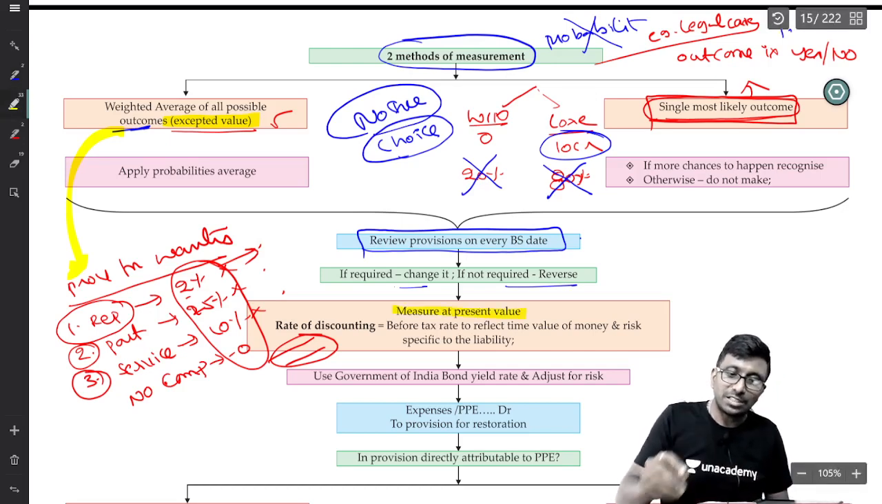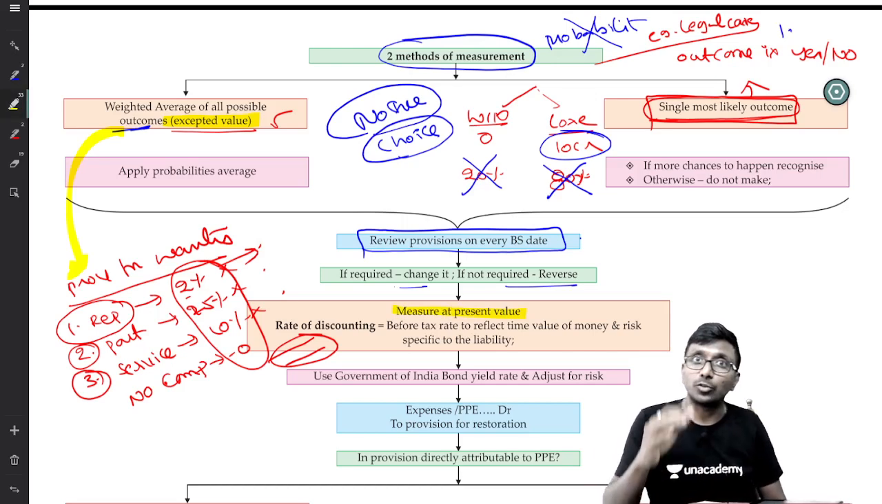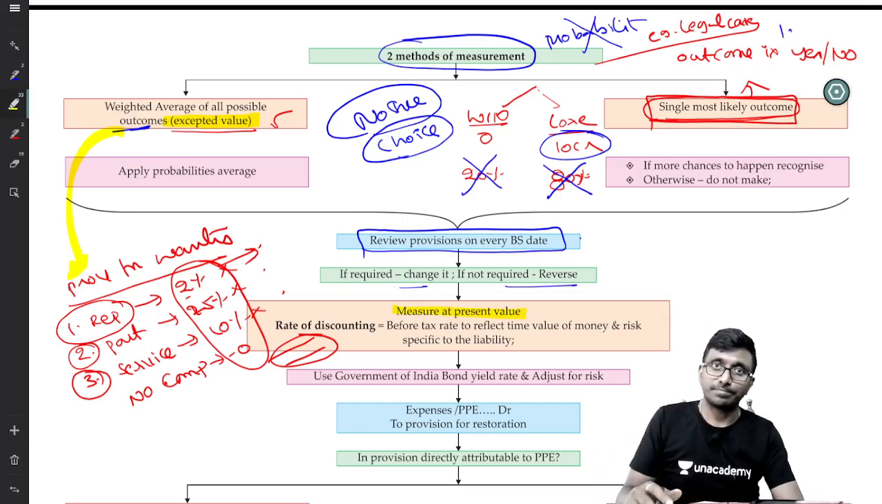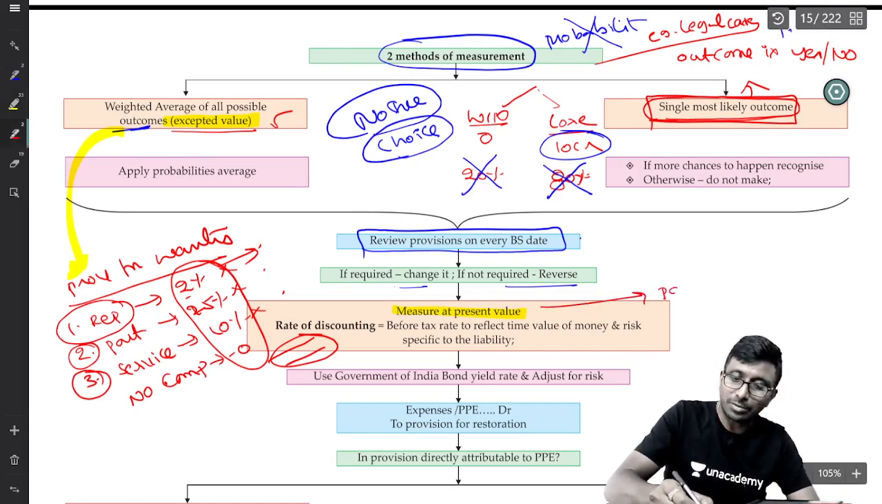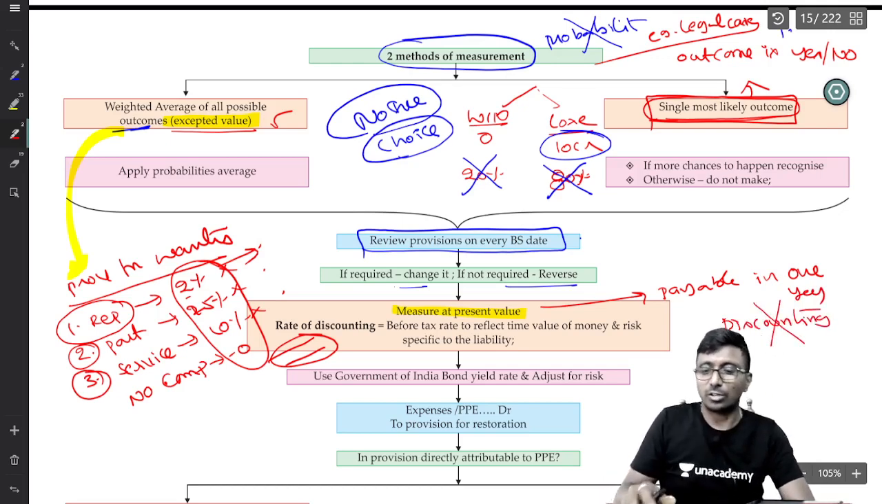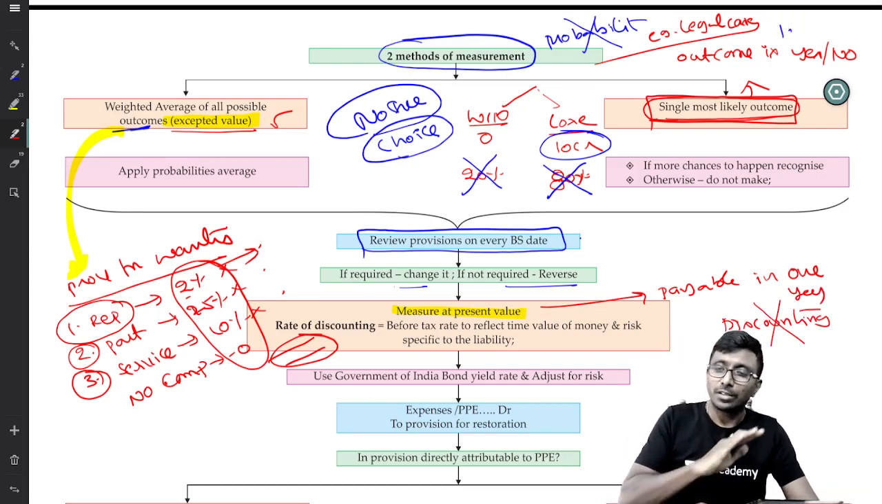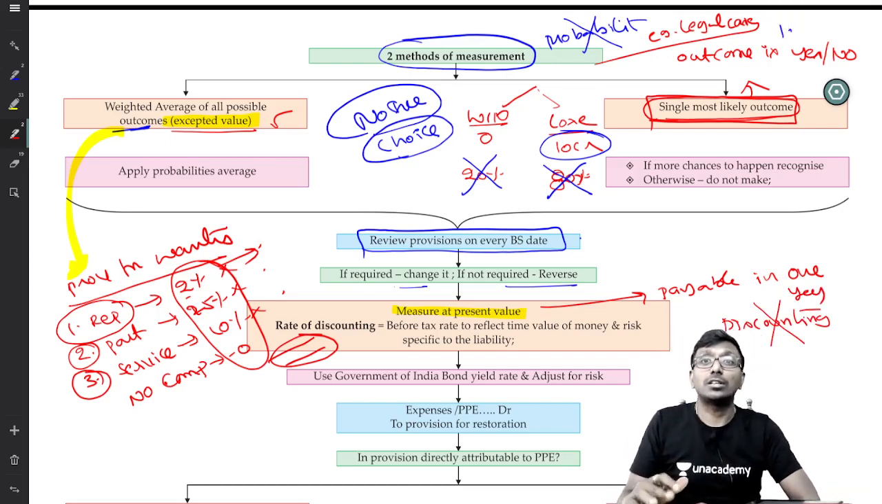Your provision must be what, my dear? Your provision must always be discounted. It should consider the time value of money. When I say time value of money, my dear friend, that means what? Sir, which is payable within 1 year, right? Discounting is not required. If it is payable within 1 year, discounting is not required.